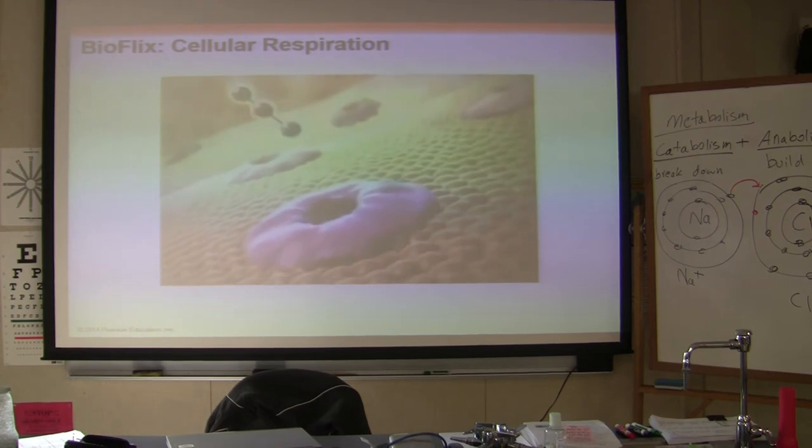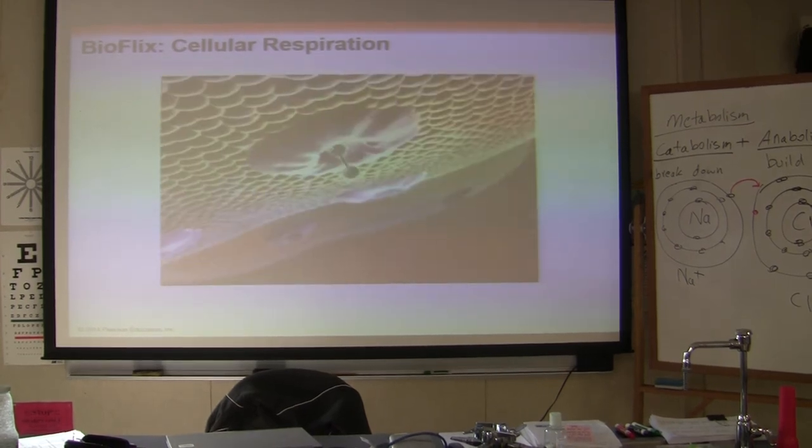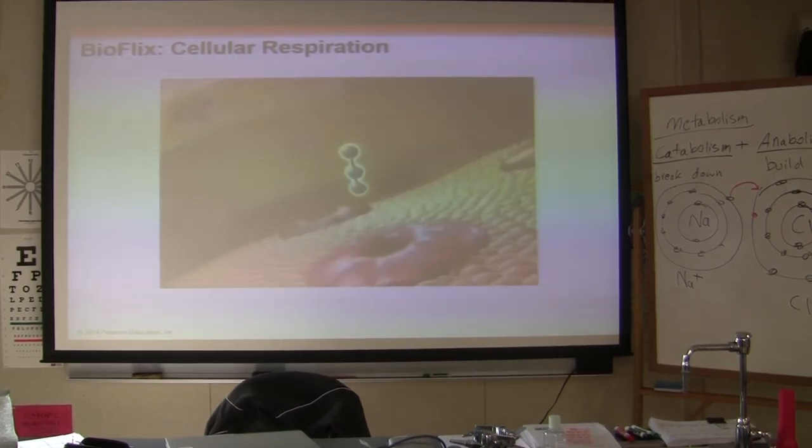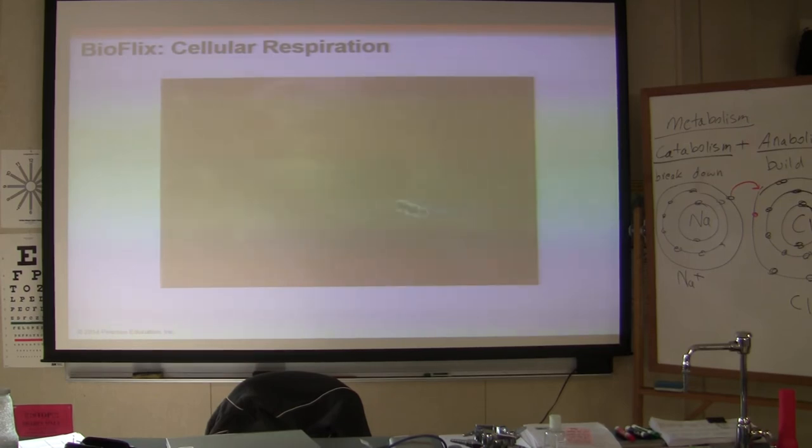Let's follow this pyruvic acid molecule into a mitochondria to see where most of the energy is extracted. As the molecule enters the mitochondria, one carbon is removed, forming carbon dioxide as a byproduct. Electrons are stripped, forming NADH. Coenzyme A attaches to the two-carbon fragment, forming acetyl-CoA.